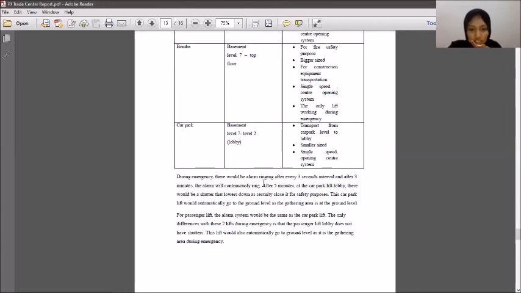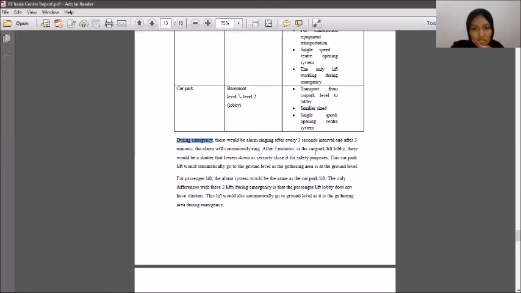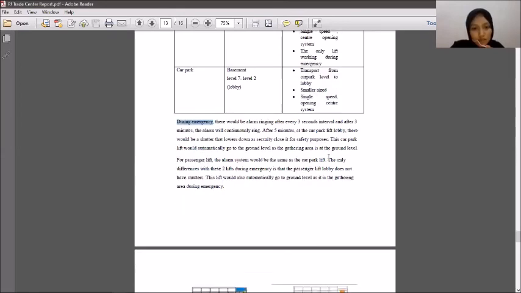During an emergency, the lift alarm will ring at 3-second intervals, and after 3 minutes, the alarm will ring continuously. After 5 minutes, at the car park lift lobby, a shutter will lower as security closure for safety purposes, which means the only lift available is the bomber lift, and it closes down from level 2 until the basement.